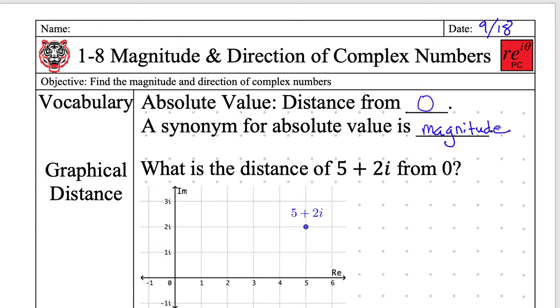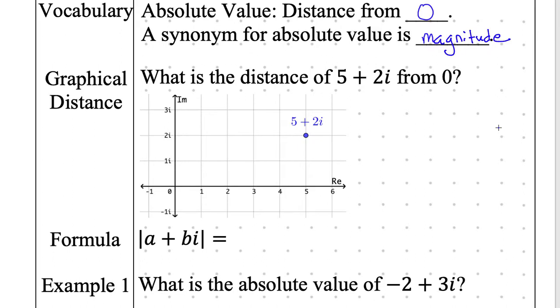All right, so write down magnitude. Know that when I say magnitude, I'm really talking about the distance from 0. I'm thinking of distance. All right, so let's talk about distance in terms of what it means graphically.